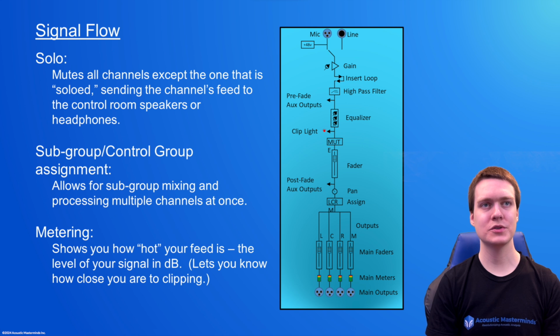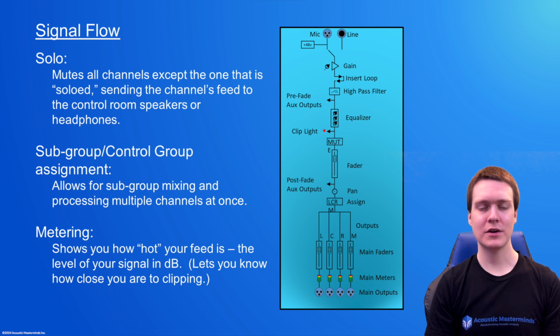The solo switch will mute all channels except the one that is soloed, sending the channel's feed to the control room speakers or headphones. One thing to note is that depending on which console you use, it will have different routing options for your soloing, so you'll want to double check with your audio console for the routing of the solo. Subgroups or control group assignments allow you to group different channels together and be able to control a group of channels with a single fader.